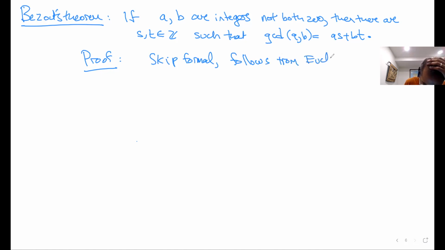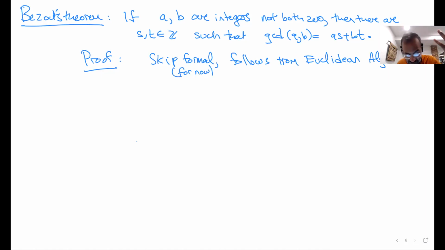The reason we're skipping the proof is we haven't studied induction yet. We'll do that later. Skip the formal proof for now. You will prove this later in chapter 5. But I showed you why it's true. That's called Bézout's theorem.